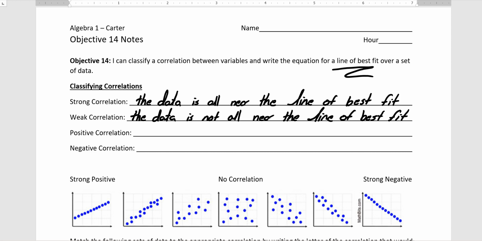Now, a positive correlation occurs when the line of best fit has a positive slope. That's to say, as one variable increases, the other one also increases. The line of best fit would have a positive slope in that case, meaning that there's a positive correlation. Now, a negative correlation occurs when the line of best fit has a negative slope.